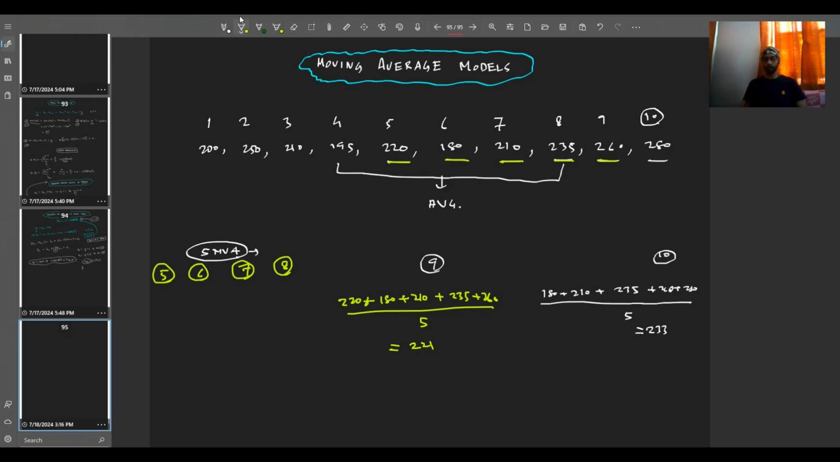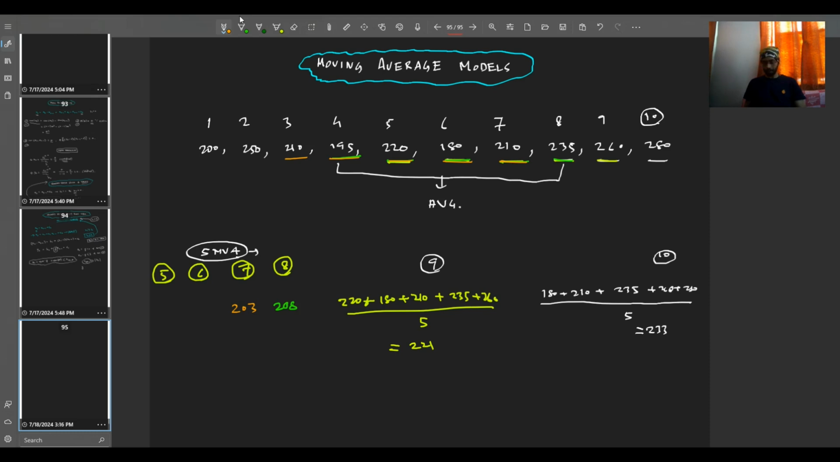So let me calculate the values. You also calculate and verify whether the values are coming or not. So year 8 will be 195, 220, 180, 210, 235. 195 plus 220 plus 180 plus 210 plus 235 divided by 5. So the value is coming to be 208. For year 7, let me change the color once again: 210, 195, 220, 180, 210. So like this you get the point, guys, how we are going to do year 6 and year 5, right?